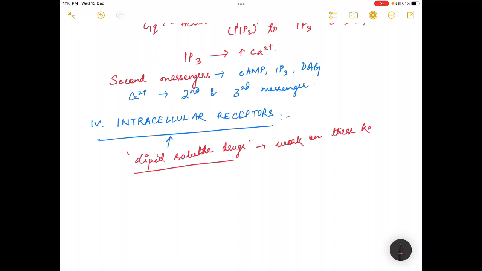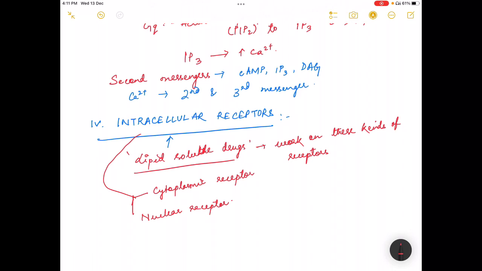Now these receptors are of two kinds. One is the cytoplasmic receptor and the second is the nuclear receptor. Okay, intracellularly there can be two kinds of receptor, the cytoplasmic receptor and the nuclear receptor. So what are the examples of cytoplasmic receptors? The corticosteroids, the glucocorticoids and mineralocorticoids. Second is the vitamin D.